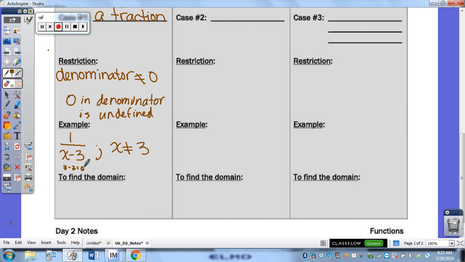So whenever we have this situation and we're trying to figure out our domain, what we do is set the denominator equal to 0 and solve. What that does is give us the value that we cannot have in our denominator. We set it equal to 0 and solve.